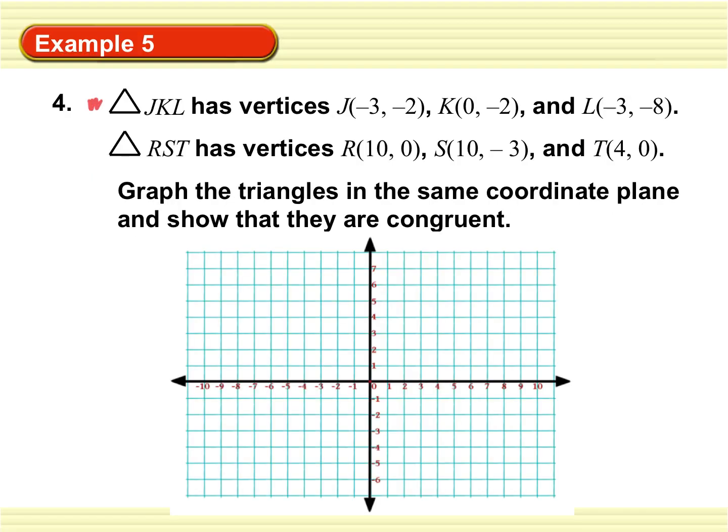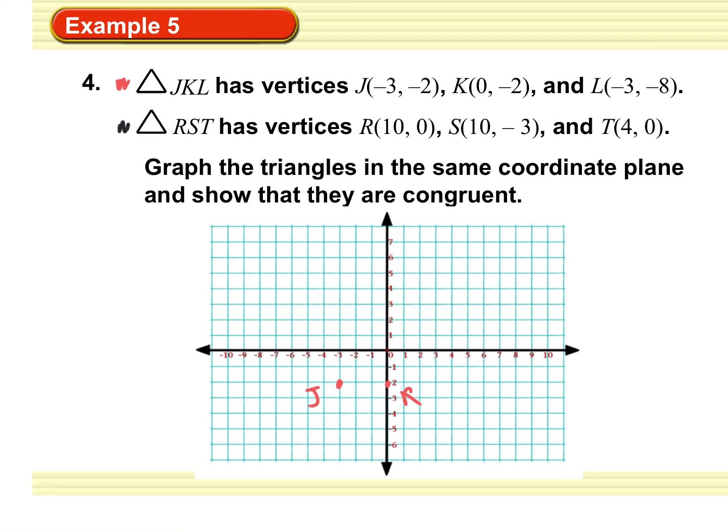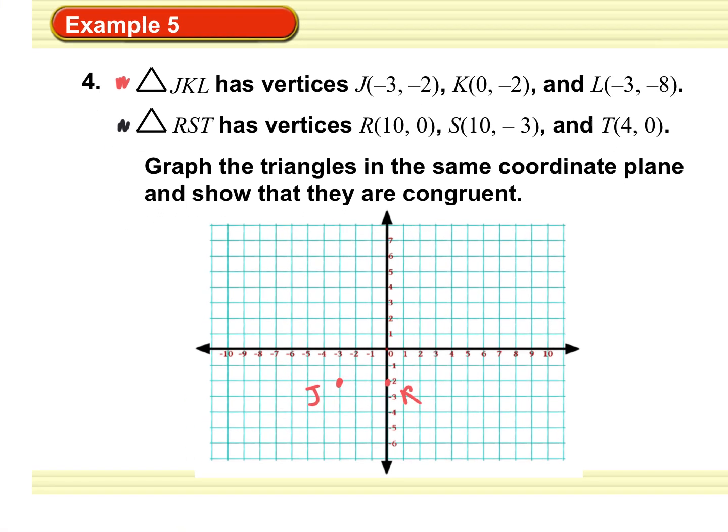I'm going to do this one in red and this one in black for this example. So triangle JKL has vertices at -3, 2, at 0, -2, and at -3, -8. Now that one's not there, so I'm just going to put it down here. Sorry, that's not in the right place. Right here.